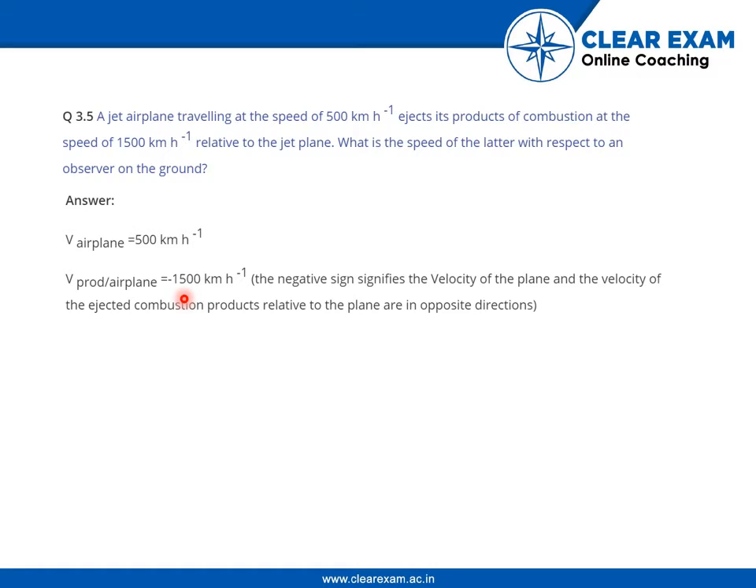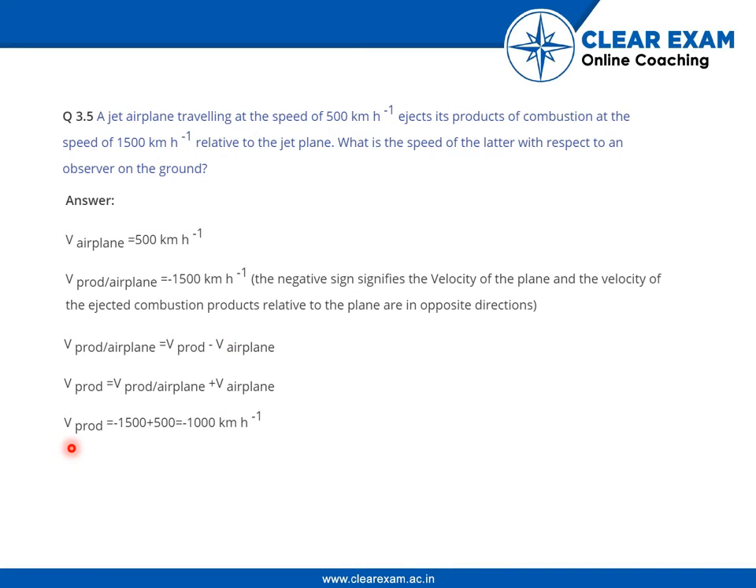Now we also know that the formula for this, which is the velocity of the product with respect to the airplane, is equal to velocity of the product minus velocity of the airplane. So the two pieces of information given are the velocity of the airplane and the velocity of the product with respect to the airplane, and we need to find out the velocity of the product with respect to an observer on the ground, which is signified by V product. So V product would be equal to V product slash airplane plus V airplane, right?